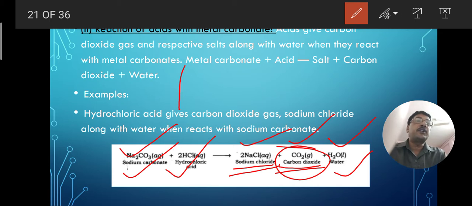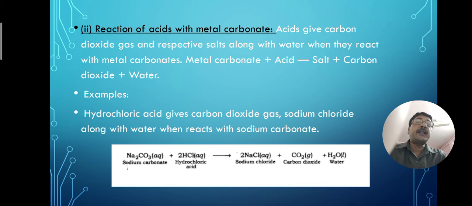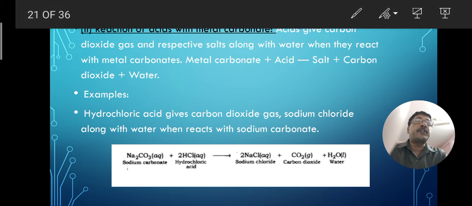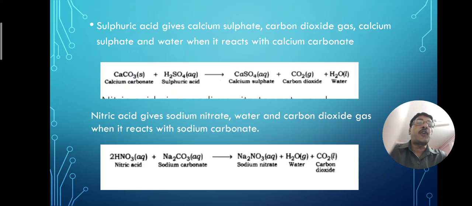This we have to remember when any metal carbonate is reacting with the acids. In that case, the metal carbonate will react with the acids and produce salt, carbon dioxide and water. I think it is clear.